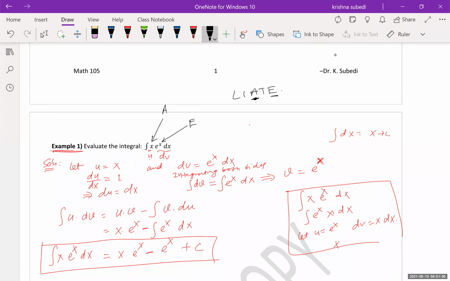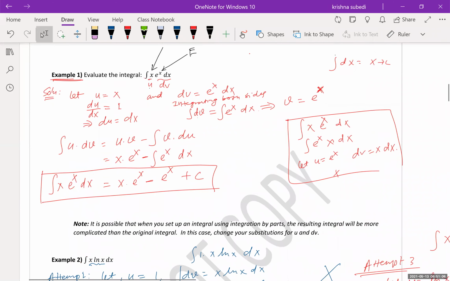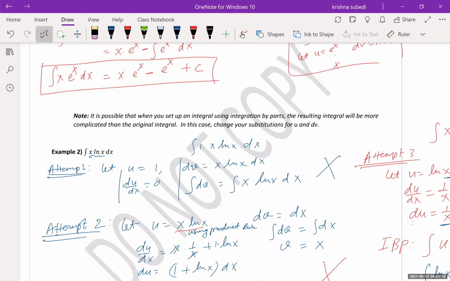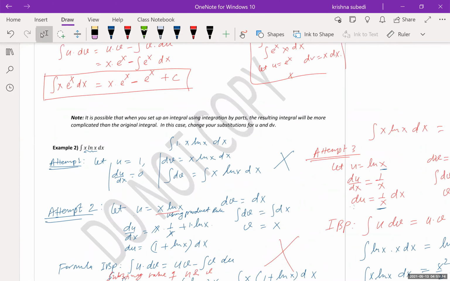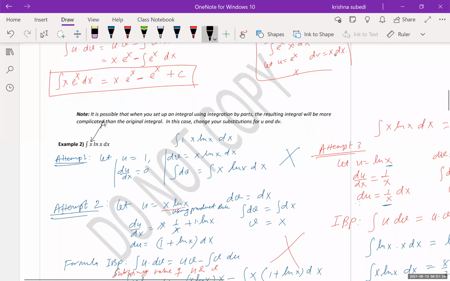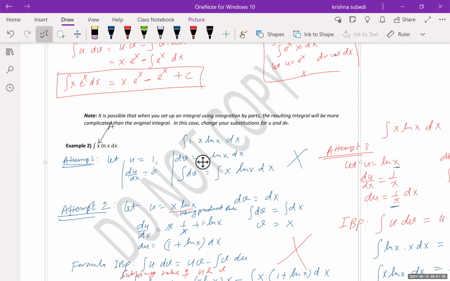Okay? And this one, I did by three methods just to show you how important it is to choose u and v correctly. But from now onwards, what you do is, x is your algebraic function. Just denote that by A. And this is your logarithmic function.